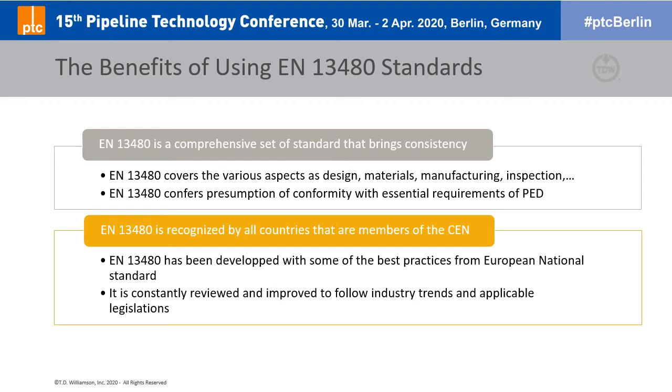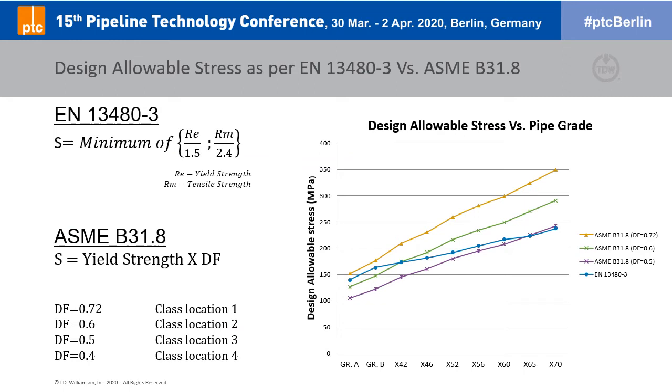For those who have been using ASME B31.8 or B31.4 for the calculation of split T, what would be the impact of moving to EN 13480? One of the major differences is the approach to define the allowable stress. For EN 13480, it is the minimum of two ratios: the yield strength at temperature divided by 1.5 and the tensile at room temperature divided by 2.4. Note that it is also a similar approach to ASME B31.3 for piping systems.